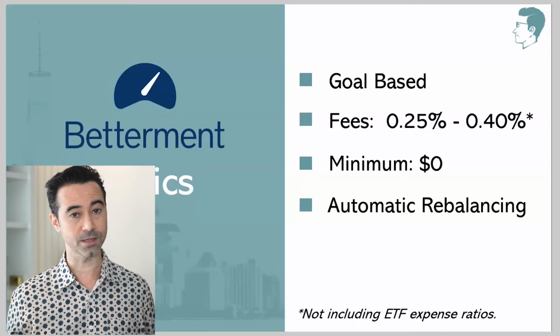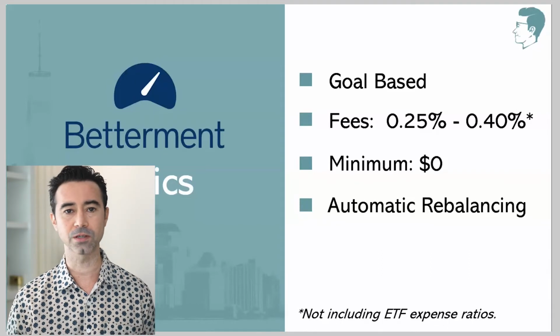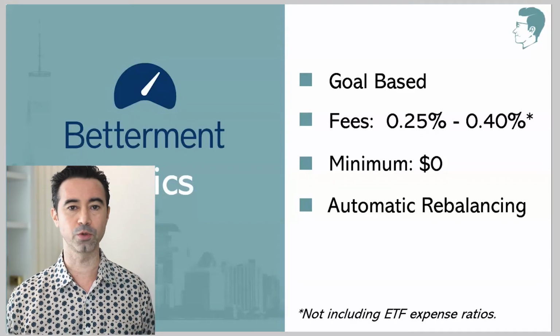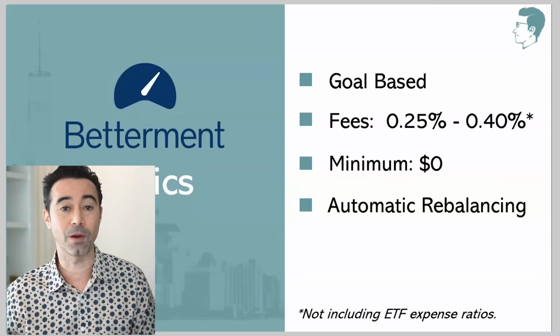There's of course automatic rebalancing, which is an important part about any robo-advisor. So what does that mean? For example, you want to have an allocation of 50% stocks, 50% bonds, and the market does really well, and let's say your stocks outperform bonds, as they should, and suddenly now you have 65% in stocks because the stocks did better than the bonds.